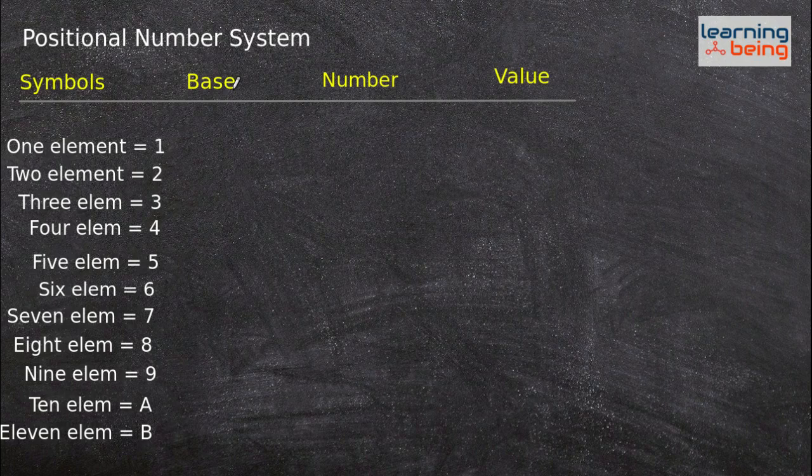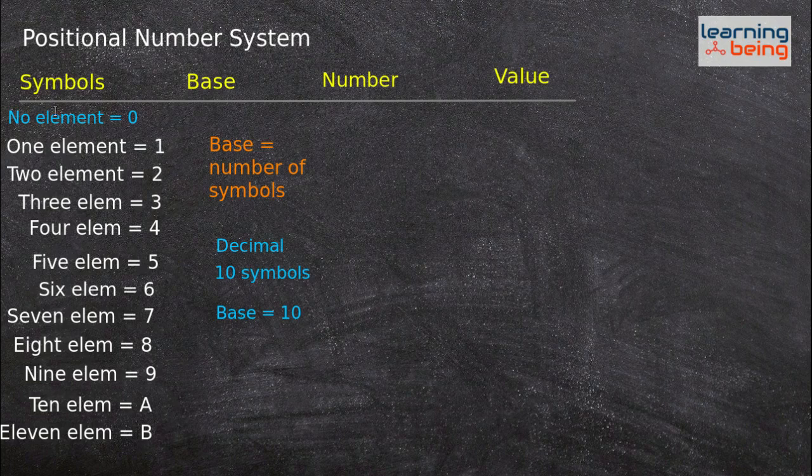Now let us understand what is base. In a positional number system, the number of symbols we use in that particular number system is called base. So base is equal to the number of symbols. In the decimal number system, 10 symbols are used, so the base is equal to 10. So what are the 10 symbols here? We use 1 to 9 for representing count, and there is another symbol to represent no count, that is called 0. If there is no element, it is called 0.